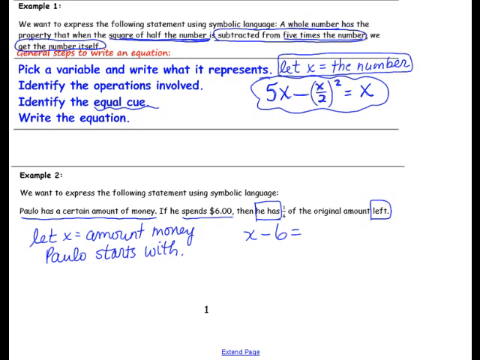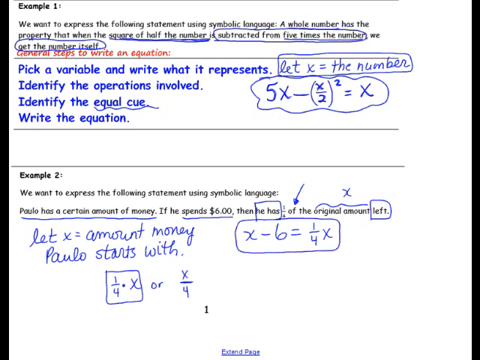Equals. Now, how do you write a fourth of the original amount? We know the original amount is x. So we could write 1/4 times x, or we could say x divided by 4. So you just have to pick one of those to use. I'm going to use 1/4 x. And I know to multiply because of the word of. A fourth of the money is a fourth times x, or if I want a fourth, I could divide by 4. So this is one of the ways that you could write an equation for that statement.